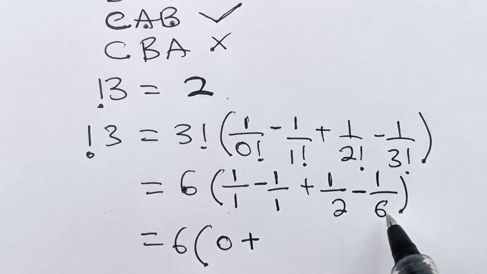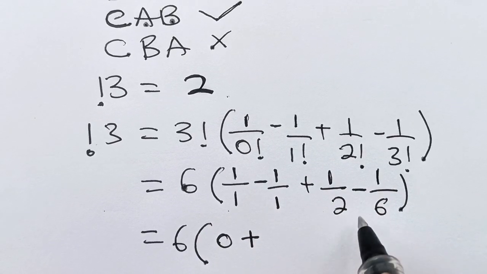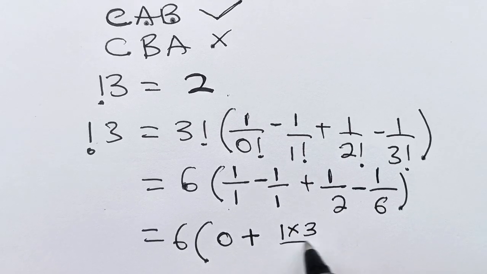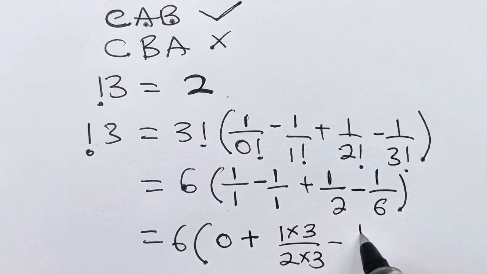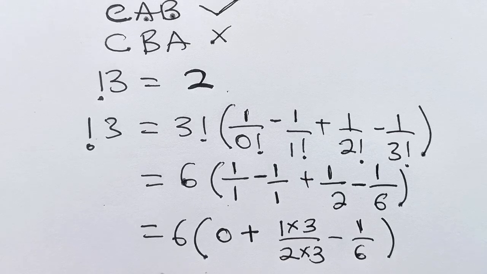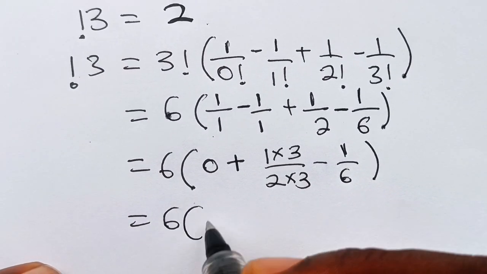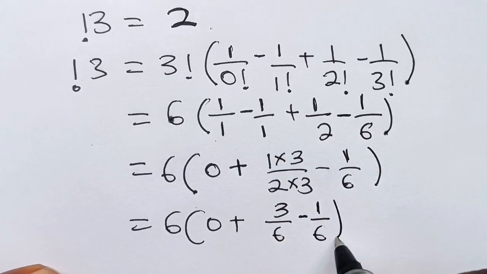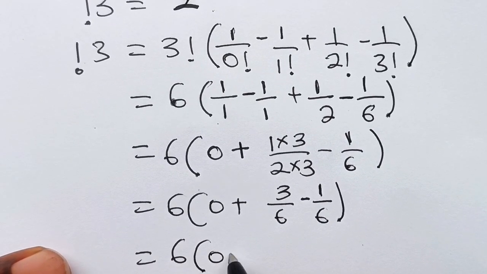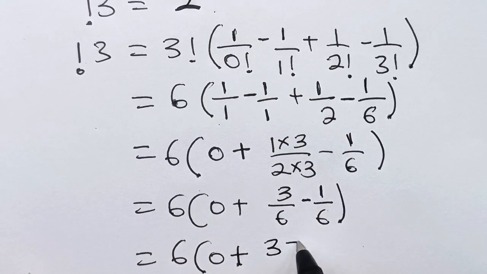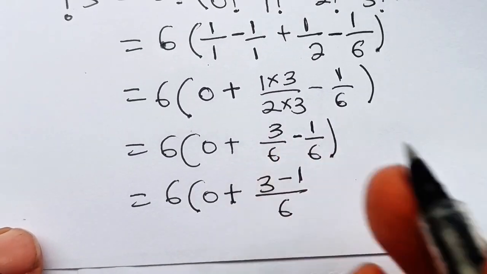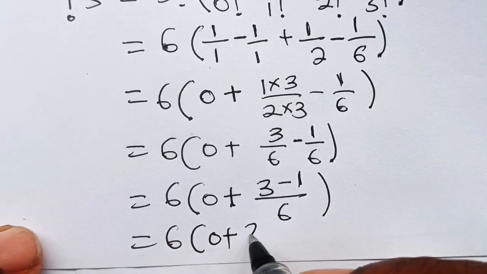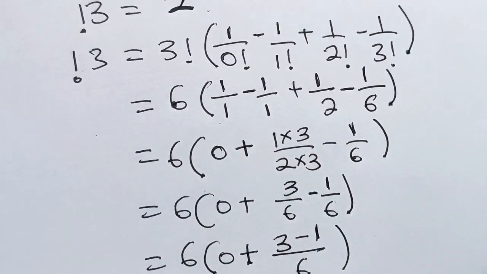Now the LCM of 2 and 6 is 6. So this can be written as 1 times 3 divided by 2 times 3, minus 1 over 6. So this is equal to 6 bracket 0 plus 3 over 6 minus 1 over 6. So this is 6 bracket 0 plus 3 minus 1 divided by 6. So this is equal to 6 bracket 0 plus 3 minus 1, which is 2. So we have 2 divided by 6.